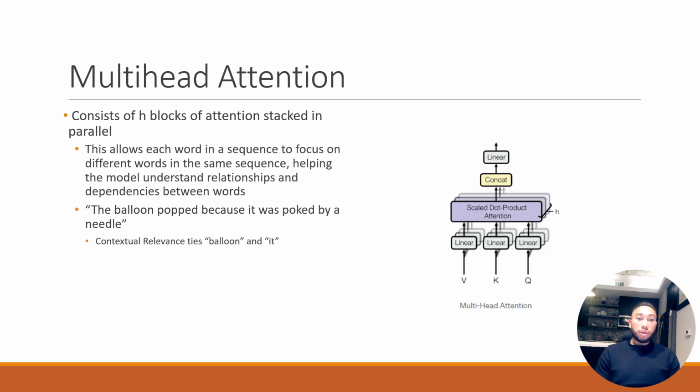So this allows each word in a sequence to focus on different words in the same sequence, helping the model understand relationships and dependencies between words, such as the balloon popped because it was poked by a needle. The contextual reference here ties balloon and it to recognize that these are similar, or that they are speaking about the same thing.